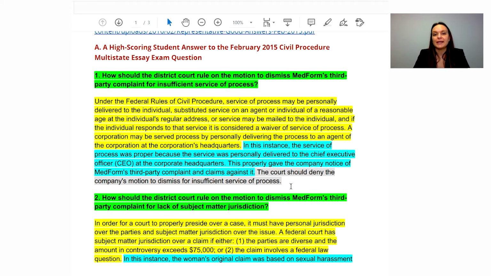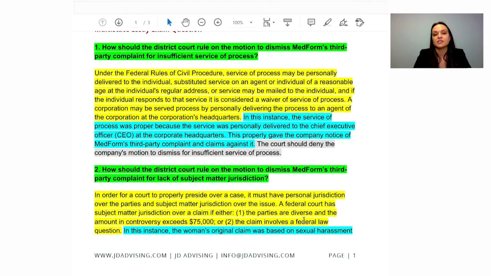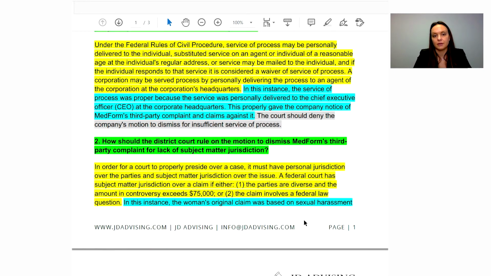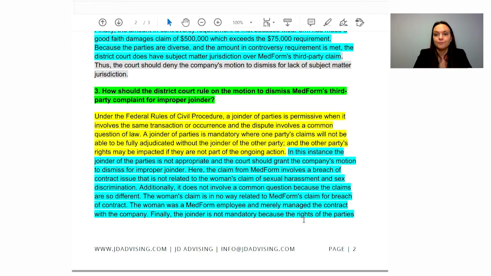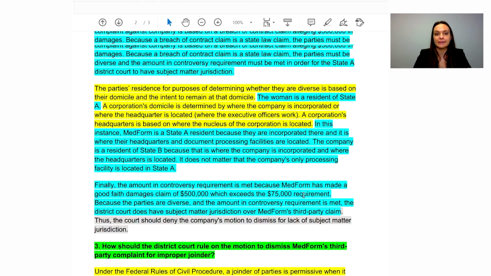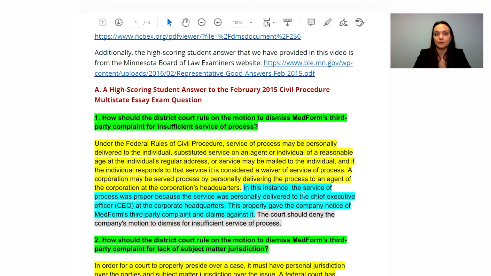So what I want to do is discuss this student answer with you in a little bit greater depth, to discuss why it's likely considered a good student answer or a high scoring response. In this February 2015 Civ Pro question, there were 3 things that you were asked to discuss. The first is the motion to dismiss for the third-party complaint regarding insufficient service of process. The second issue was the motion to dismiss for lack of subject matter jurisdiction. And the third and final issue was the motion to dismiss for improper joinder. So here you can see this examinee addressed all 3 things. There are 3 green headings.